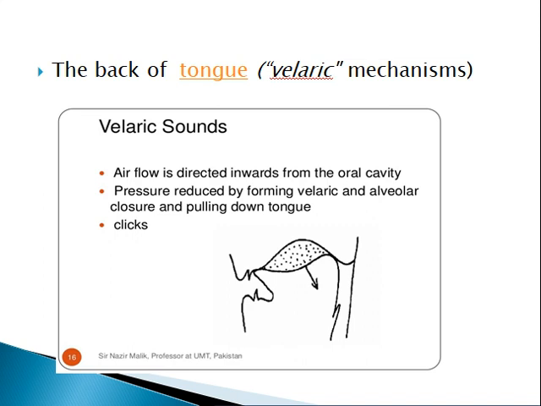Once again I repeat, the three airstream mechanisms are named using the name of the initiator who is causing the air to flow. The first one is pulmonic because it is from the lungs. The muscles of the chest or the lungs or the diaphragm are the ones initiating. The second one is called glottalic because glottis is the initiator. The third one is velaric because the velic closure, or the back part of the tongue raising, is causing an airstream mechanism.